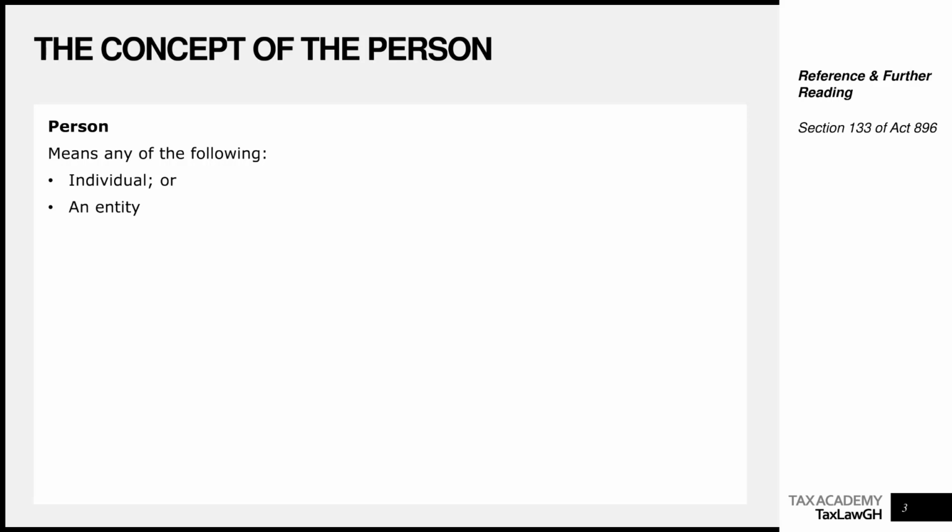So anytime I say taxable person or resident person, in your mind, you should read it as resident individual or resident entity. I'll take that again. Anytime I say a resident person or a non-resident person in tax, read it as resident individual or resident entity. So the word person carries two possible meanings, individual or entity, right?